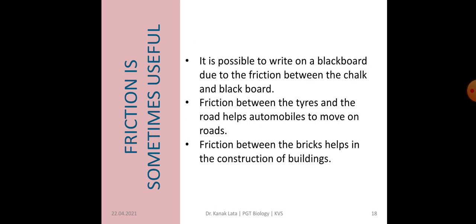When your teacher is writing with chalk on a blackboard, its rough surface rubs off some chalk particles which stick to the blackboard. So it is possible to write on a blackboard due to friction between the chalk and the board. Friction between the tires and the road helps automobiles to move on the road. Without friction, no building could be constructed. So you might have observed this when there is construction of a building.